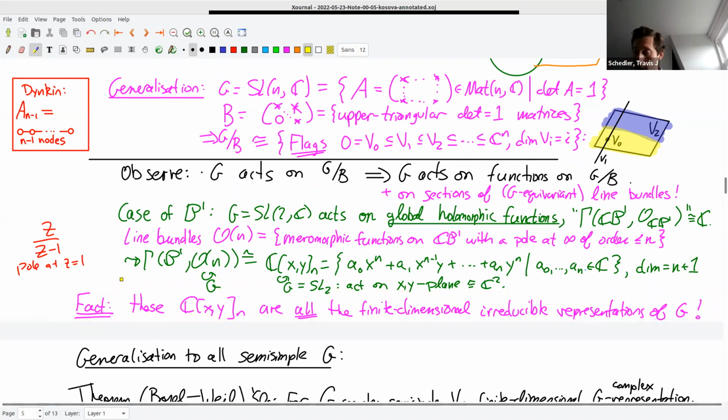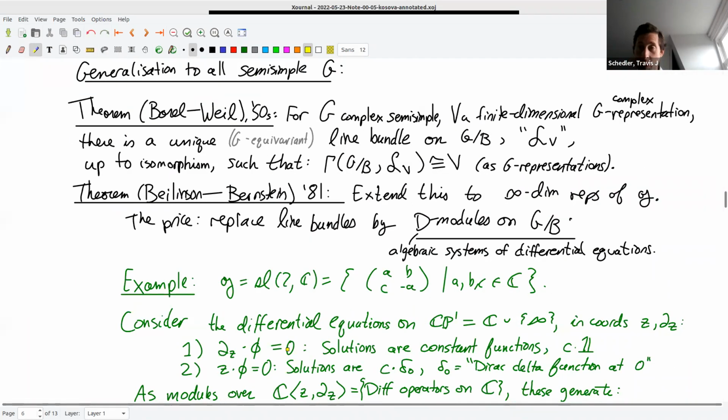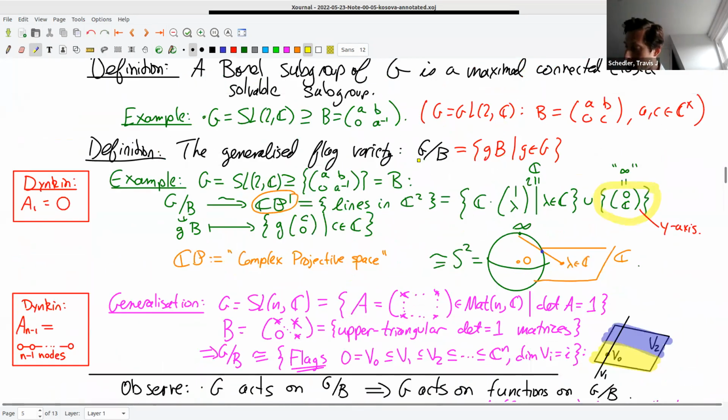So every single one can be given in this manner. It's a really amazing thing. So now we get to what's called the Borel-Weil theorem from the 50s, maybe around 1950. For G complex semi-simple and V a finite dimensional complex G representation, it turns out that there's a unique line bundle on this generalized flag variety. By the way, I called this G mod B a generalized flag variety because the actual flag variety is the SLN case. It looks like this flag here.